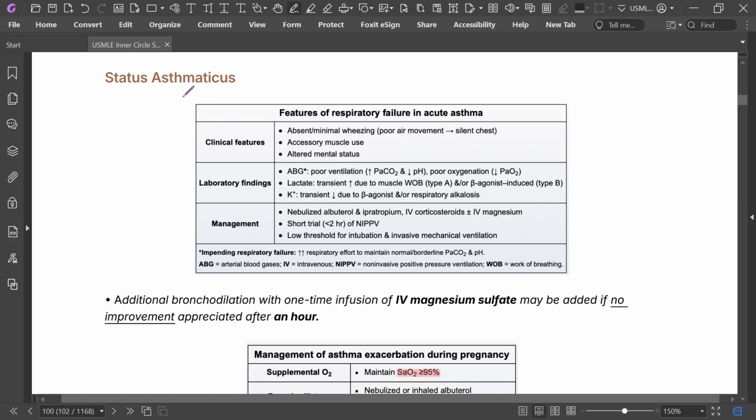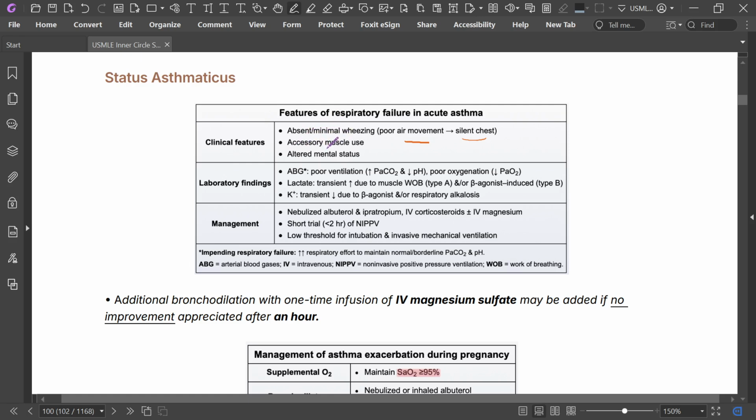Now, status asthmaticus. It's a life-threatening condition and a medical emergency. Features of respiratory failure in acute asthma: there may be absent or minimal wheezing, poor air movement, silent chest, accessory muscle use, and altered mental status.